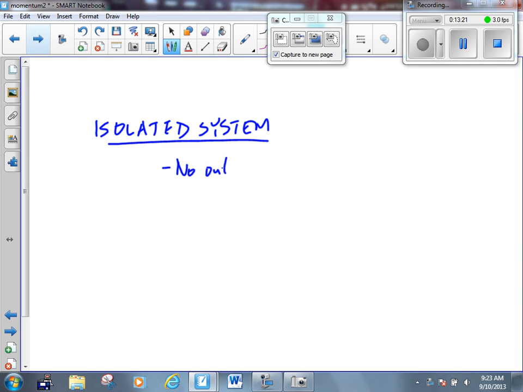What that really means is that there's no energy in or out. But the practical implication of that is that there's no outside forces. Because, of course, you can't have energy coming in or out of it without any external forces or without any outside forces.